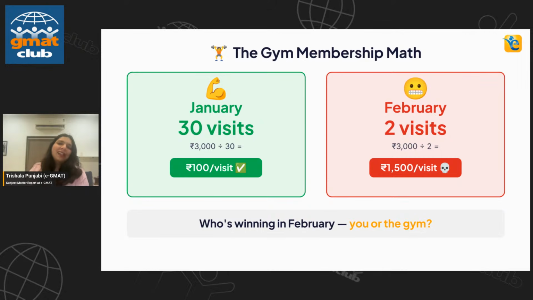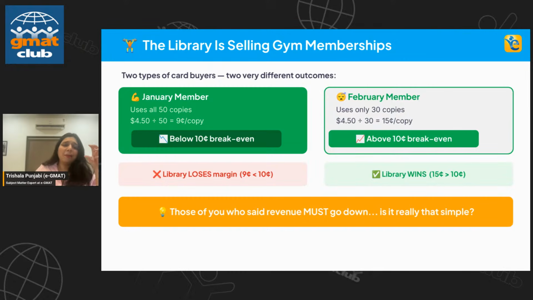Then February comes, it's cold, you don't feel like going to the gym anymore, motivation is lower. So what will you do? You will only have two visits, but you've already paid 3,000. So what is your cost per visit then? It's 1,500 per visit. So in February, the gym is winning because you're not coming, so you'll not be using towels. There'll be less wear and tear in the machinery. All of that. So the gym is getting 1,500 per visit, but in January the gym only got 100 rupees per visit, right? Because it was dependent on the consumption. So the library essentially is just selling gym memberships, right?